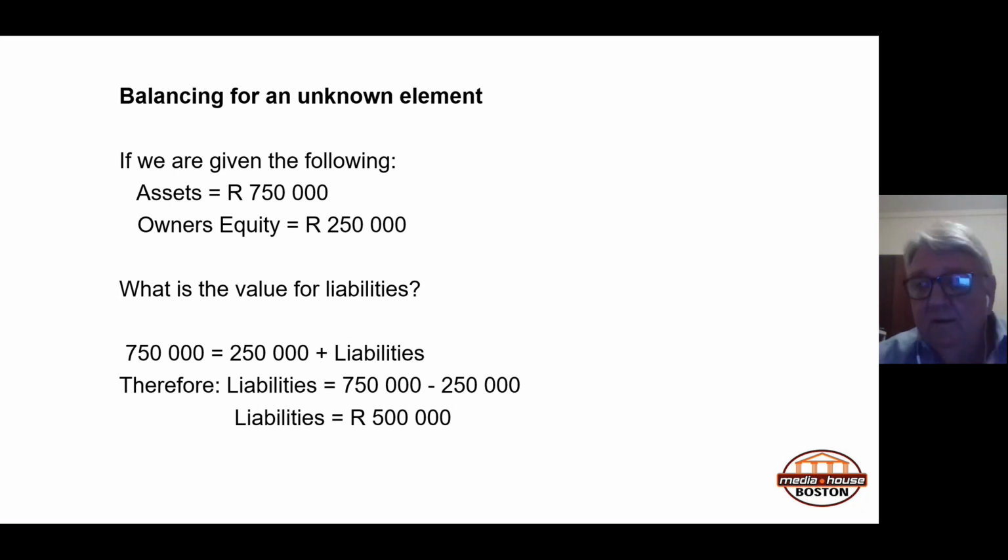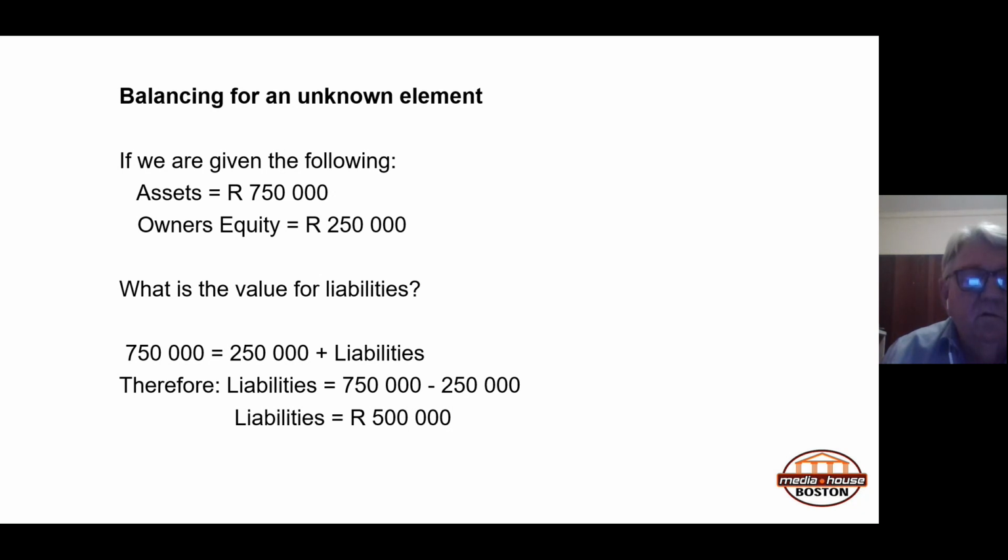If we know the equation, assets is equal to owner's equity plus liabilities, we must be able to balance for an unknown element. For example, if you are given assets of 750,000 and owner's equity of 250,000, what is the value of liabilities? Remember, assets is equal to owner's equity plus liabilities. It's also written like this.